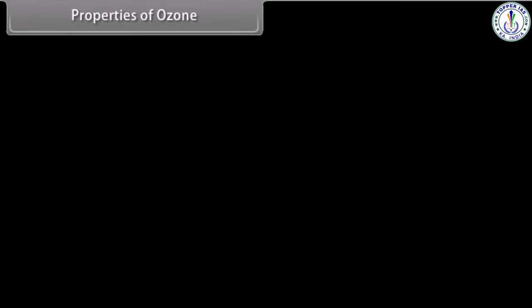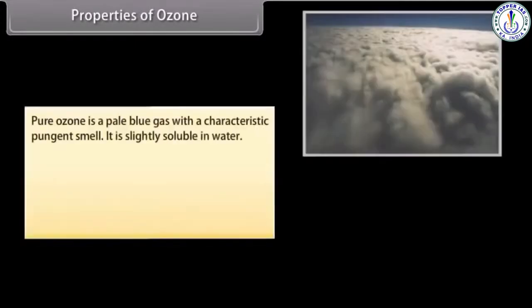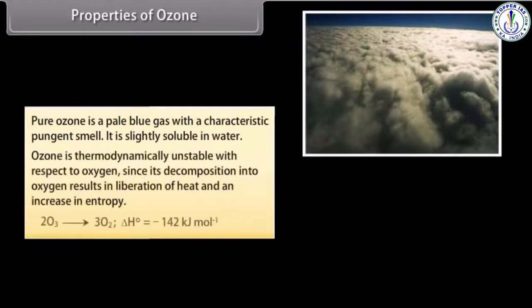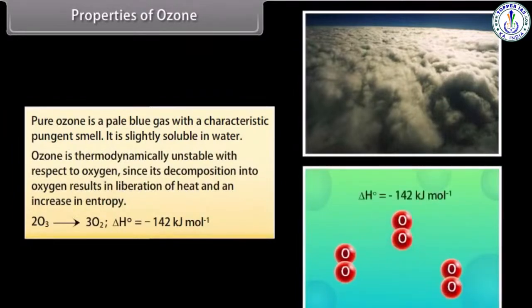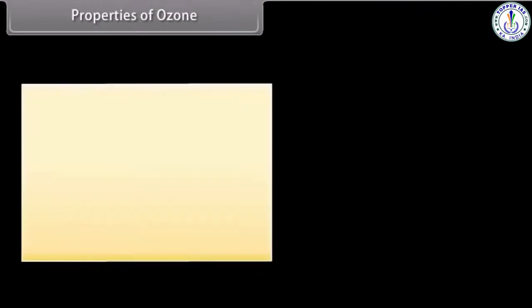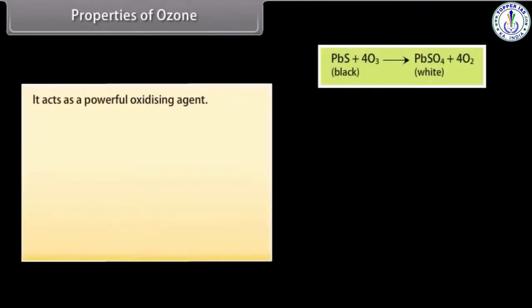Properties of ozone. Pure ozone is a pale blue gas with a characteristic pungent smell. It is slightly soluble in water. Ozone is thermodynamically unstable with respect to oxygen, since its decomposition into oxygen results in liberation of heat and an increase in entropy. Due to the ease with which ozone can liberate an atom of oxygen, it acts as a powerful oxidizing agent.